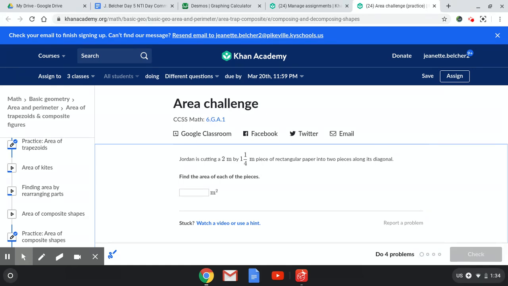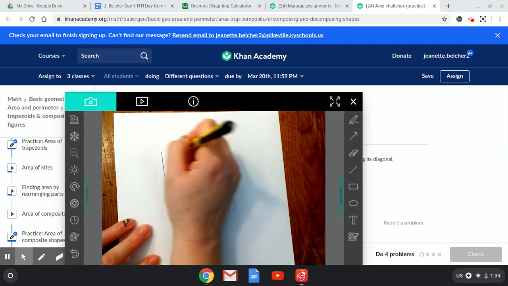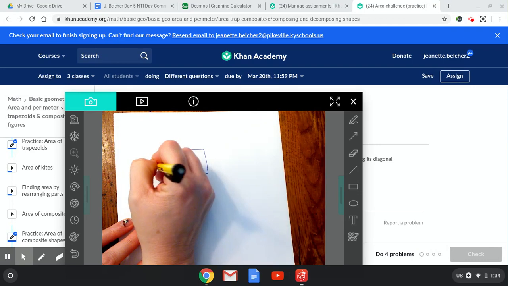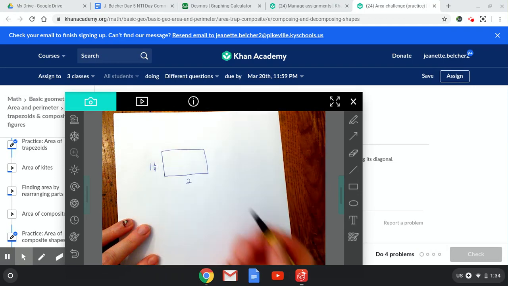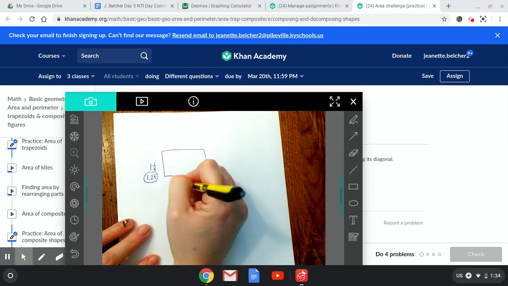All right, so here's this first one, and know that it can generate different questions. As you can see, the default up here: Jordan is cutting a 2 meters by 1 1/4 meters piece of rectangular paper into two pieces along its diagonal. So that would look like this. Okay, and know that 1 1/4 you can write as 1.25. So I can write it like that, and this will be 2.